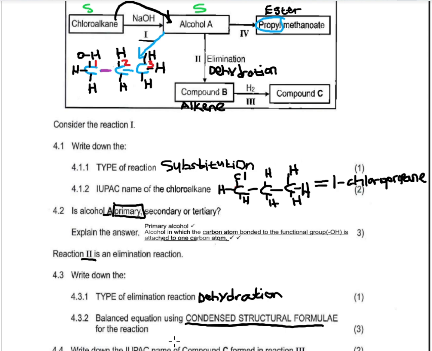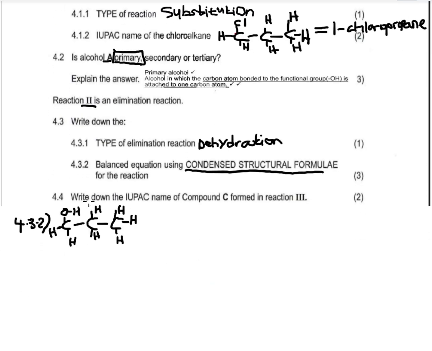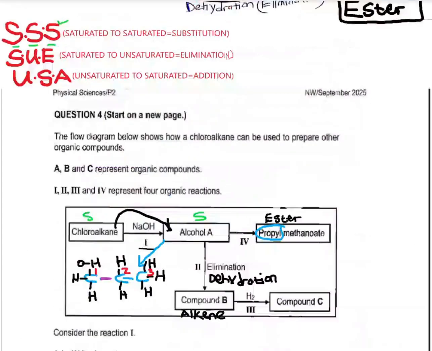We are going to start with structural formulae first, and then we are going to condense it. Now let's do that down here. We know that we are moving from an alcohol. An alcohol is the propanol. So this is my alcohol here, which is the propanol, and we want to react it so that we form an alkene.